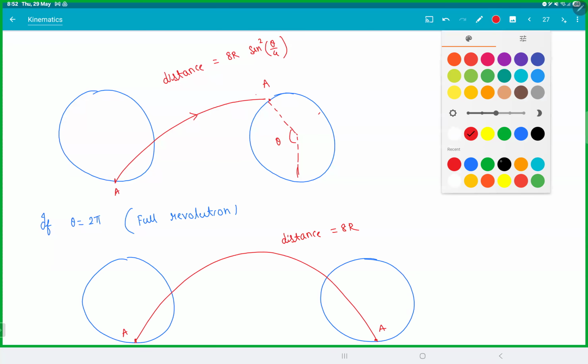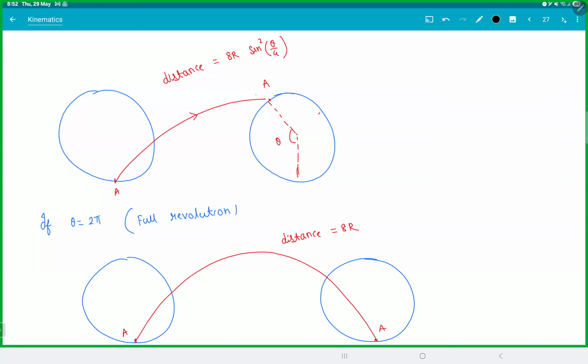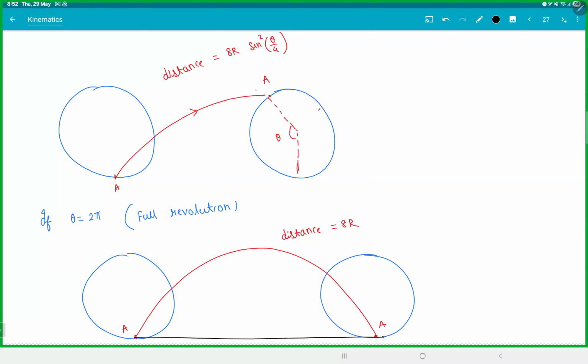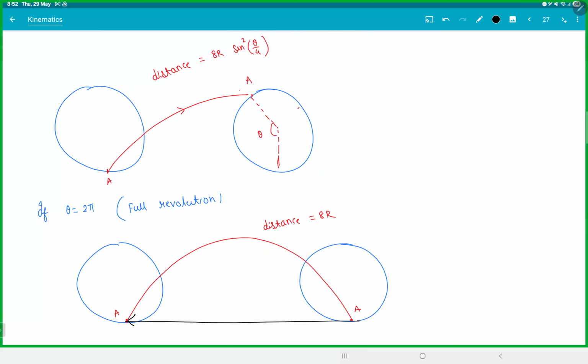So this would be the exam question: if a wheel completes one full revolution, find the displacement of point A and find the distance traveled by point A. The displacement is the distance between the initial and the final point. Displacement will be 2 pi r, whereas the distance traveled will be 8r.